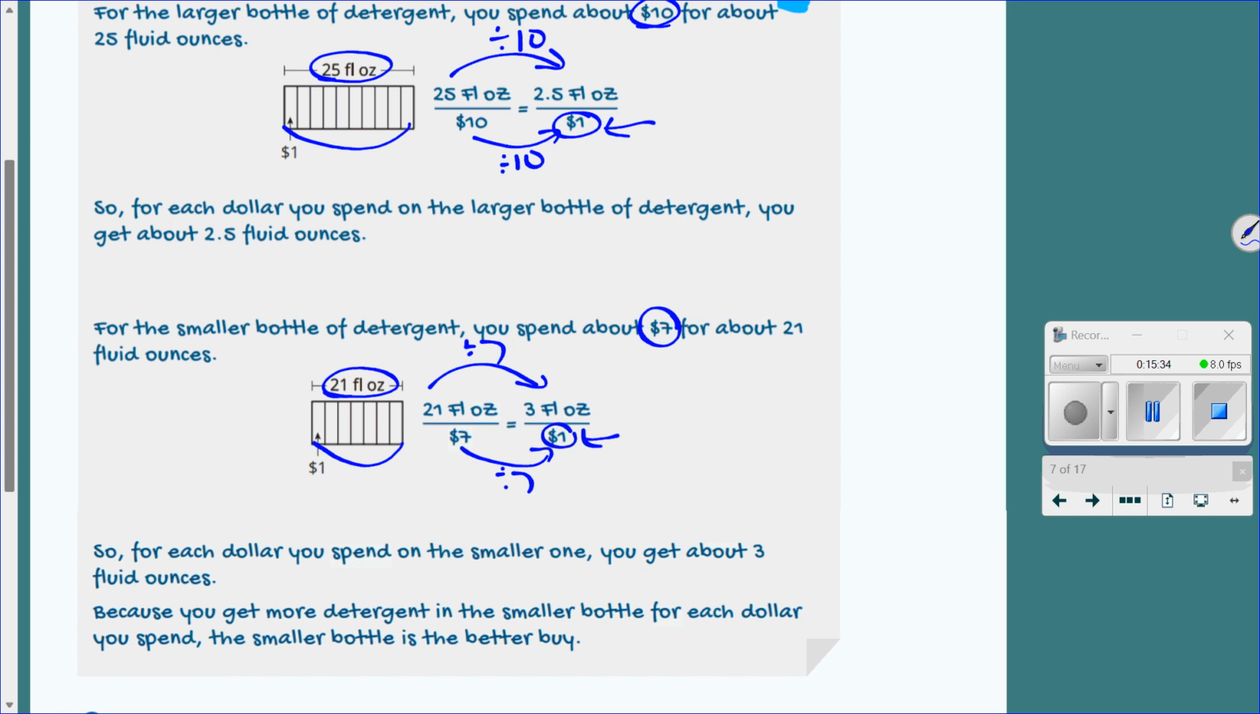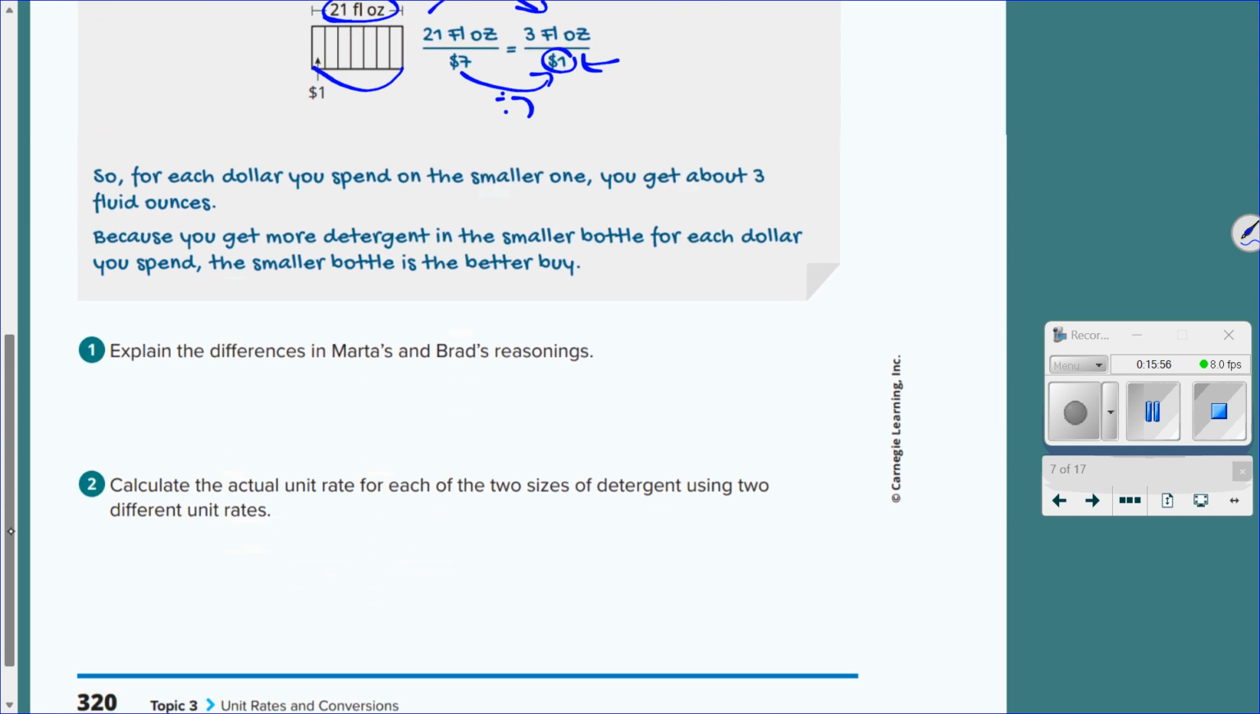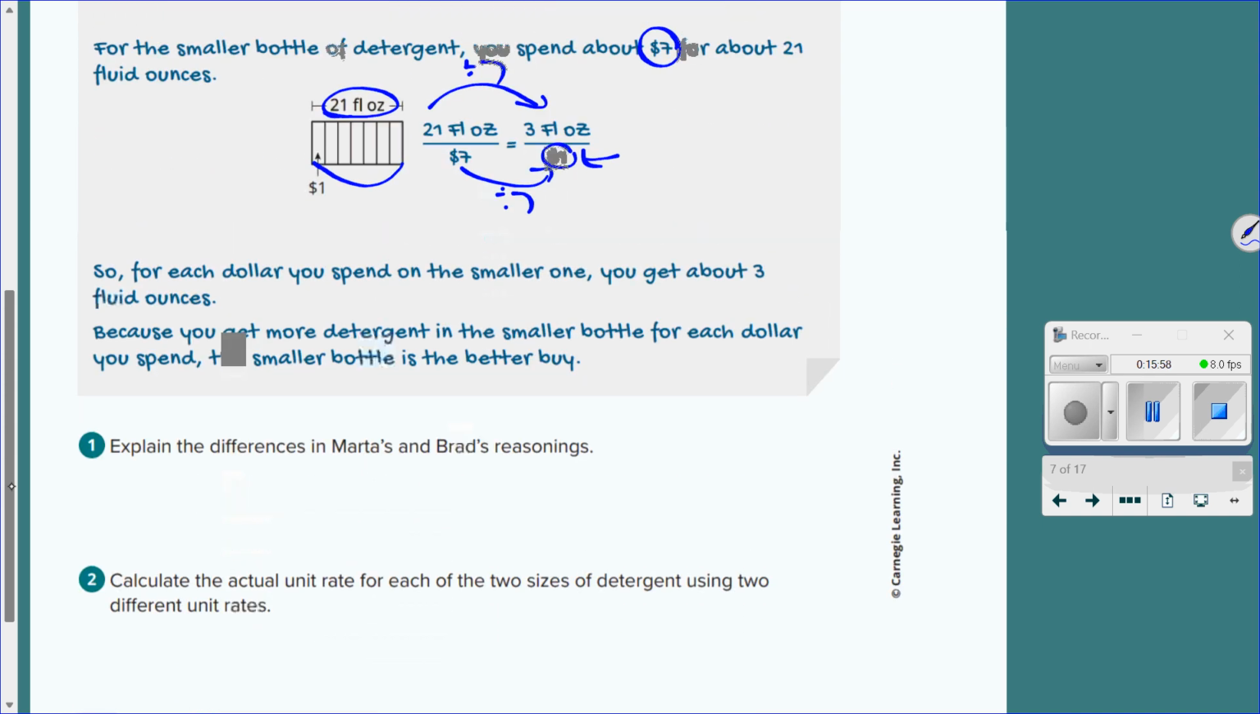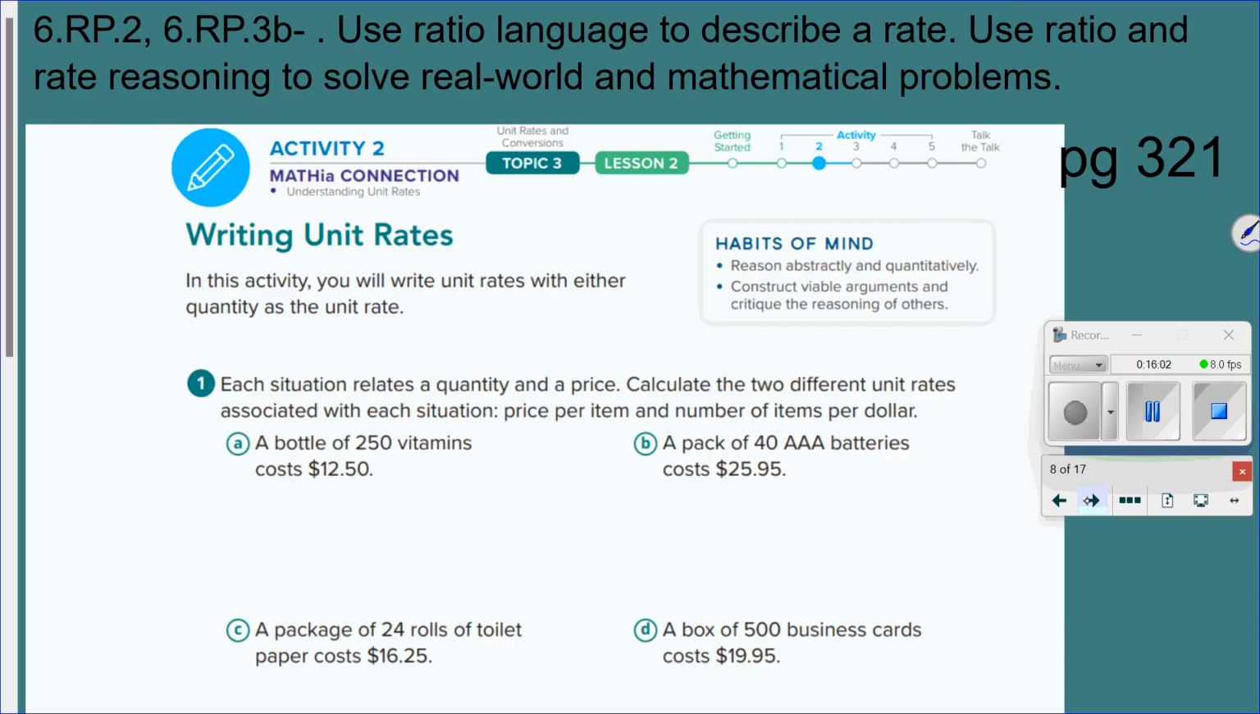So, 3 major parts. Do the models for your estimates, set up your proportions and solve, and explain your reasoning, why you've chosen the better deal. Everybody okay on those? Any questions for any of those 3? Because this is literally what you're going to be doing on Thursday. Okay. So if you've got this down, we already did the actual, so we're going to skip to that page and give you guys a chance to practice doing unit rates.